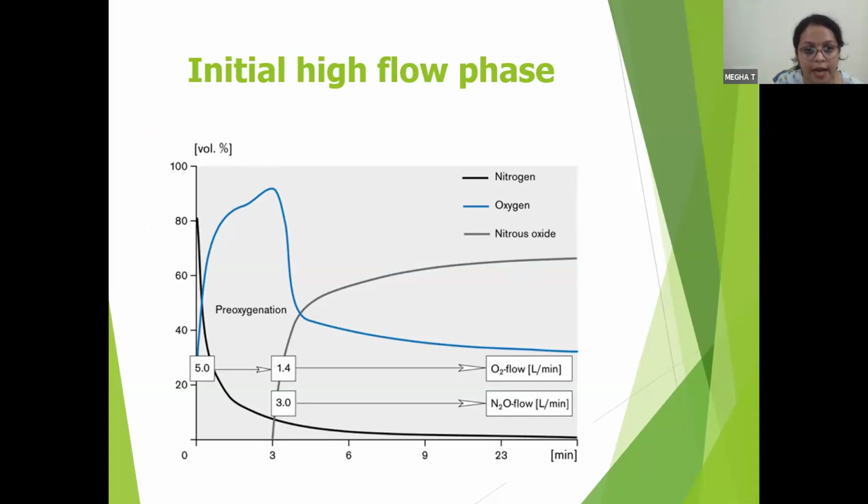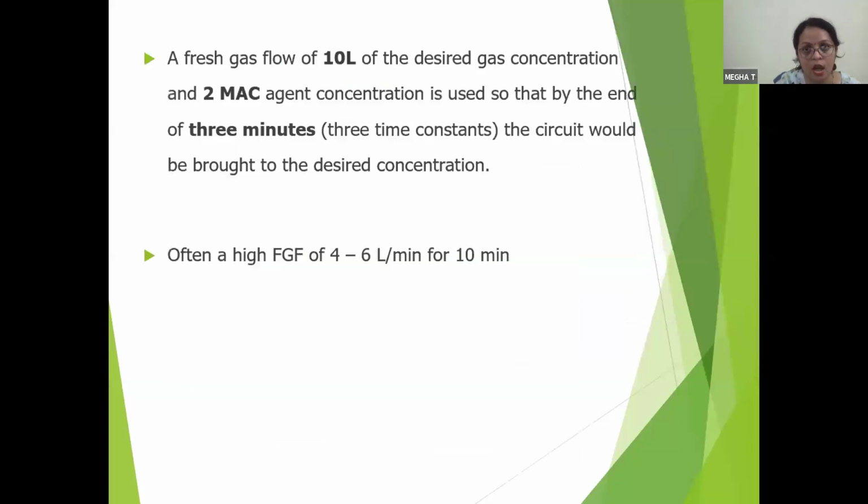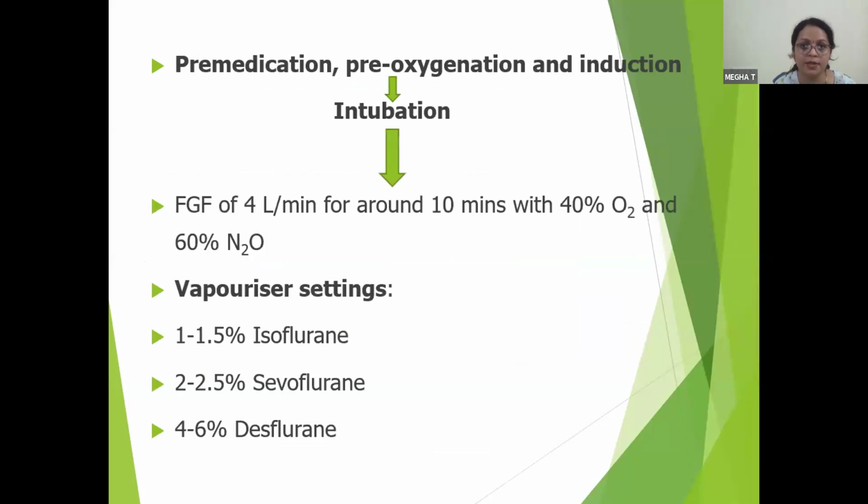This black line is nitrogen, they are showing the denitrogenation that has occurred. With pre-oxygenation, the oxygen levels have increased, and later after intubation you come down on the flow, that is oxygen decreased to 1.4 and nitrous oxide to 3. So as we know that the initial uptake in the initial 10 minutes is higher, the low flow is started only after 10 minutes. Earlier, a fresh gas flow of 10 liters of the desired concentration with a 2 MAC agent was used, so that by the end of 3 minutes, the circuit would be brought to the desired concentration. But at present, often a flow of 4 to 6 liters per minute is used for 10 minutes.